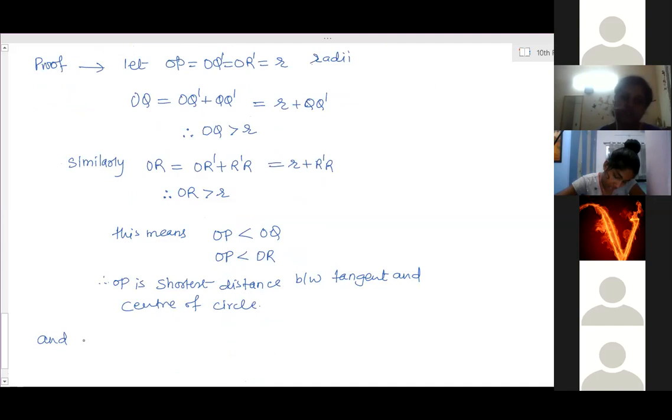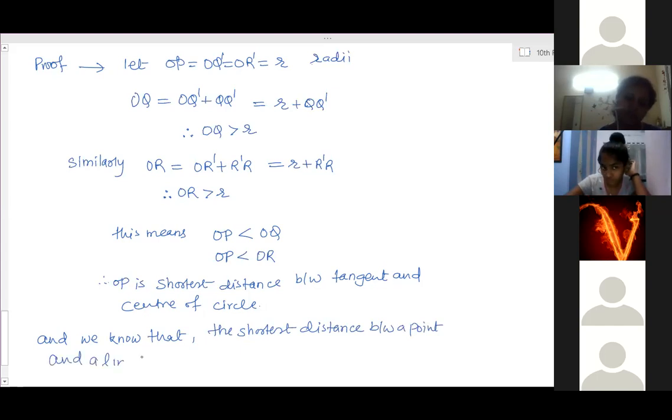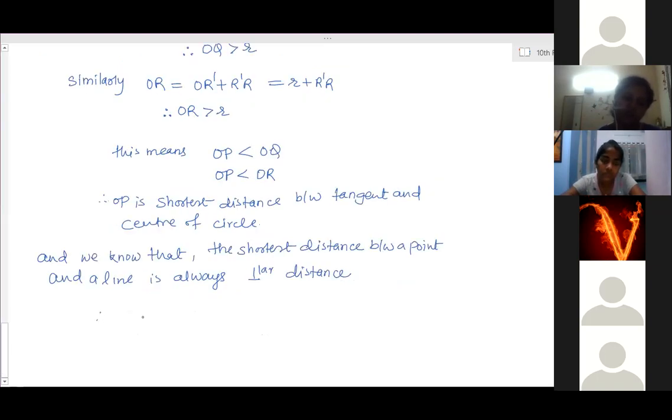And we know that the shortest distance between a point and a line is always the perpendicular distance. Therefore, OP is perpendicular to L. Clear? Yes, ma'am.